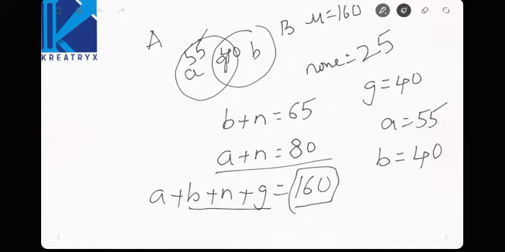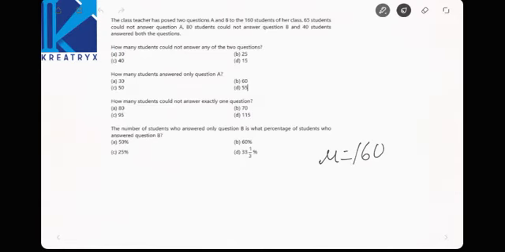Now can you answer the questions? Questions are in the previous template. How many students could not answer any of the two questions? Could not answer any of the two questions is N. None. How many students are there? 25 students are there. You can observe the answers in the next template.